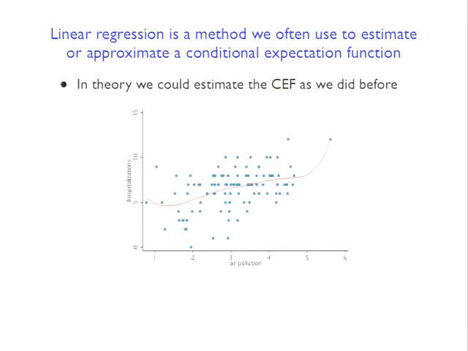So in theory, we could estimate the CEF, the conditional expectation function, as I described in that previous example. We could go through all of the different points in the support of air pollution, which runs from like 1 unit to 6 units here. When I say the support of a variable, I'm basically talking about the range over which you observe the values of that variable. So we could go through the support and calculate the mean value of hospitalizations in small areas right around each of the different points of that support. And if we did that, then we'd end up with something like the red line.